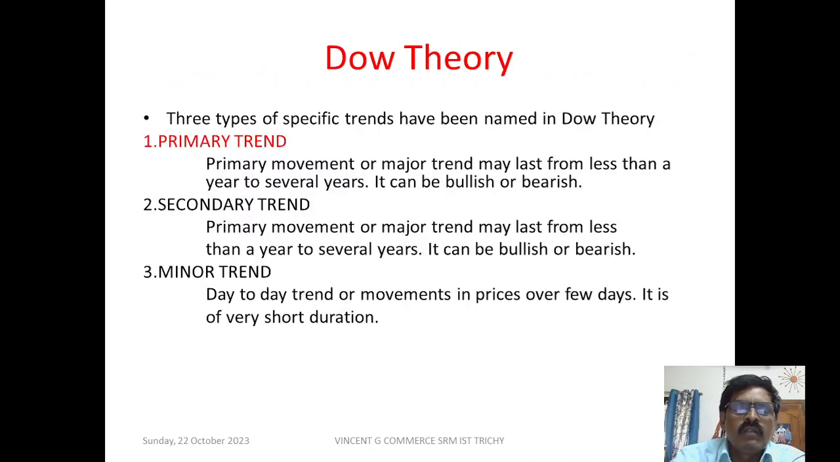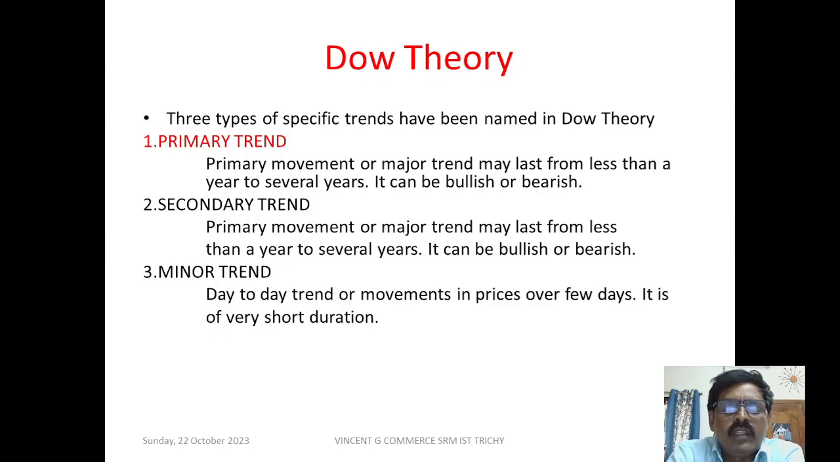Now we will see Dow theory. Dow theory has been given by Charles Dow, who gave this Dow Jones index based on industrial average and transportation average. And based on this, he gave out the theory to the world. And three types of specific trends have been named in Dow theory.